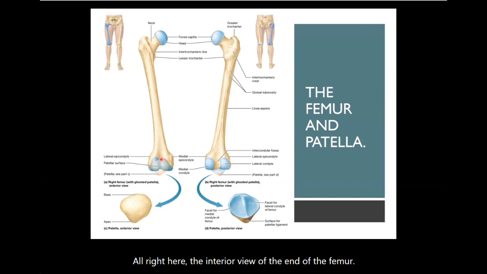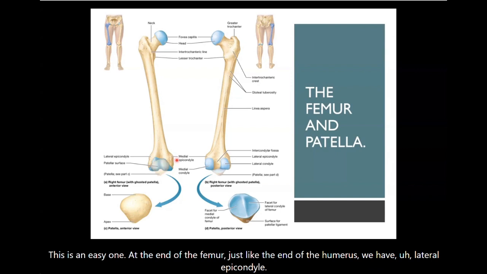All right, here is the anterior view of the end of the femur. And then we're going to see that we have condyles again, okay? Because it's an attachment. And then this is easy. What is this side called? Lateral epicondyle. This side is called medial epicondyle. Easy, right? Do you see a fossa or anything like that? There's nothing, okay? This is an easy one.